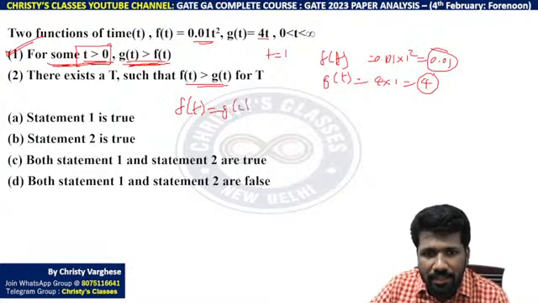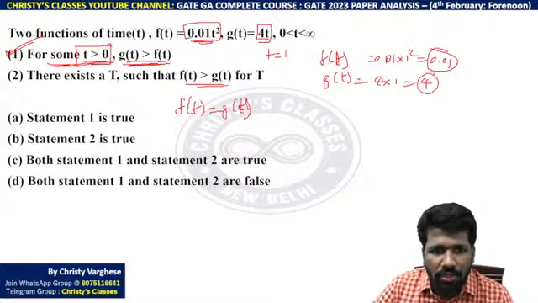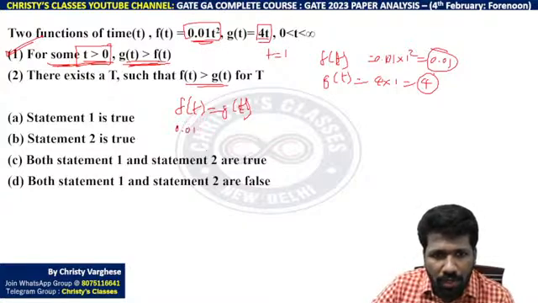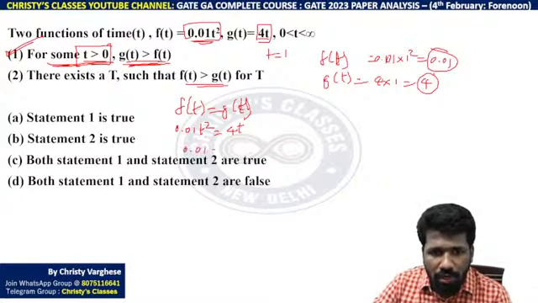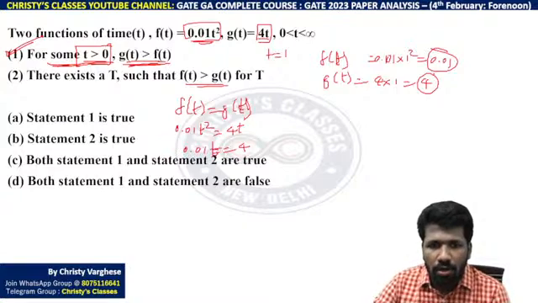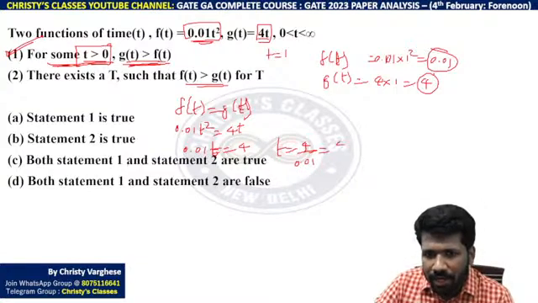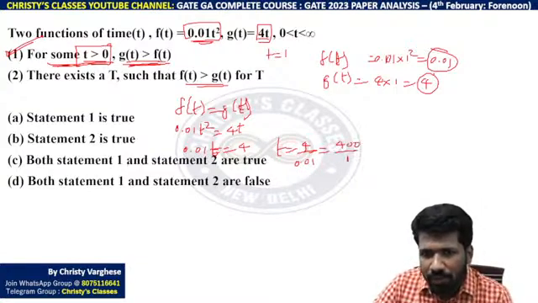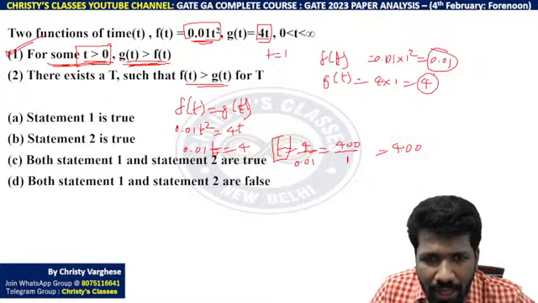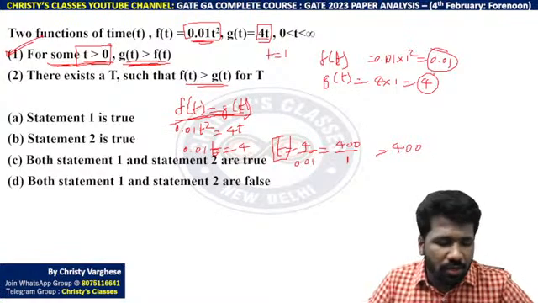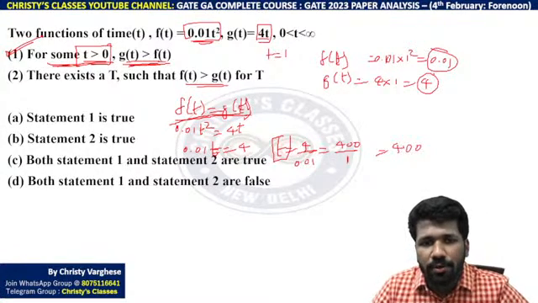Let us try that. F of t equal to g of t means this right hand side is equal to this right hand side. 0.01 t square is equal to 4t. T and t cancel. 0.01 t is equal to 4. That is t is equal to 4 by 0.01. Multiplying by 100, 400 by 1. So t is 400 you will get. Did you all understand how we got t equal to 400? At 400, f of t is equal to g of t. Are you all understanding?